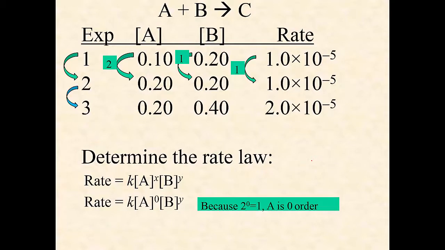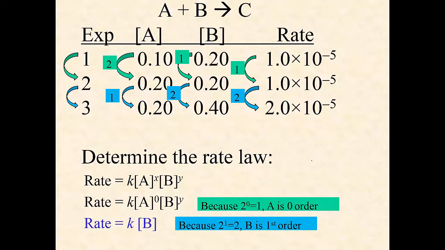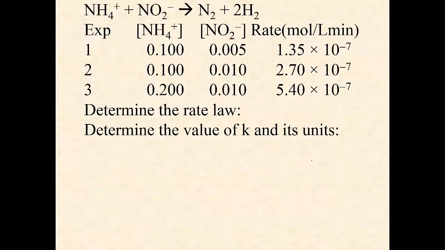Then look at what happened between trial 2 and trial 3. You held A constant, B doubled, your rate doubled, so this time B did have an effect. So you know that it is first order with respect to B. So this rate law only has the reactant B involved in it. So not everything always has an exponent. You have to figure it out.